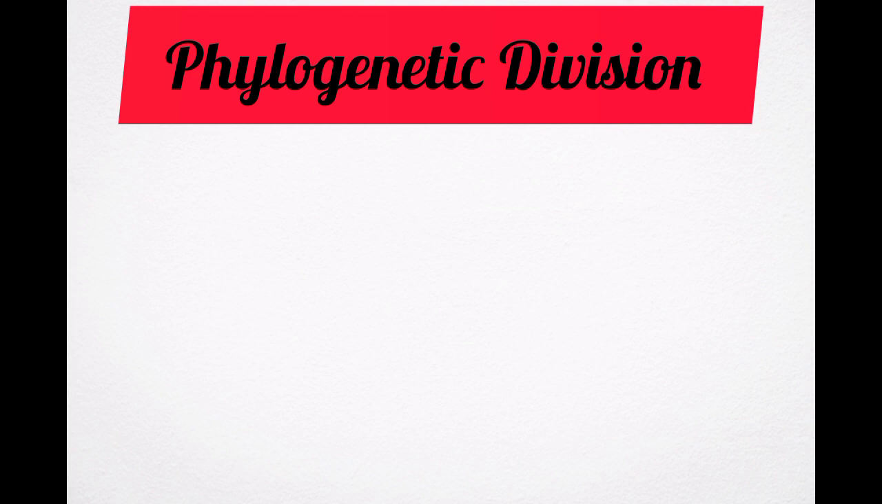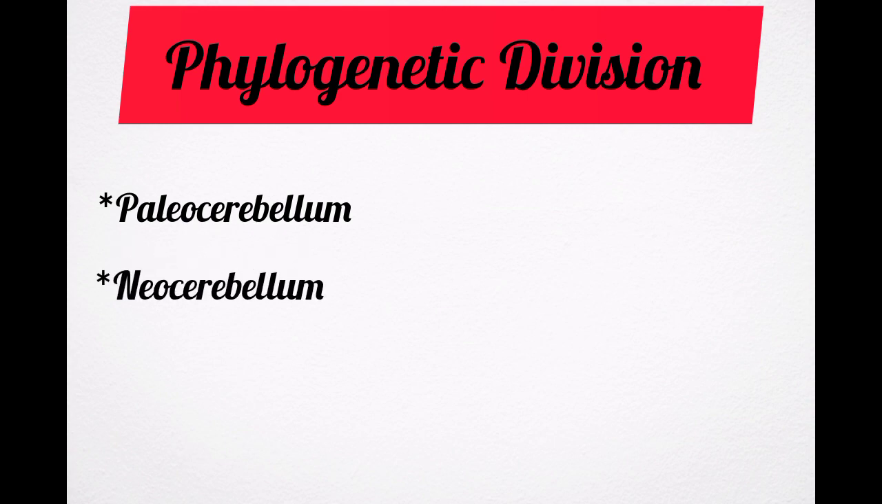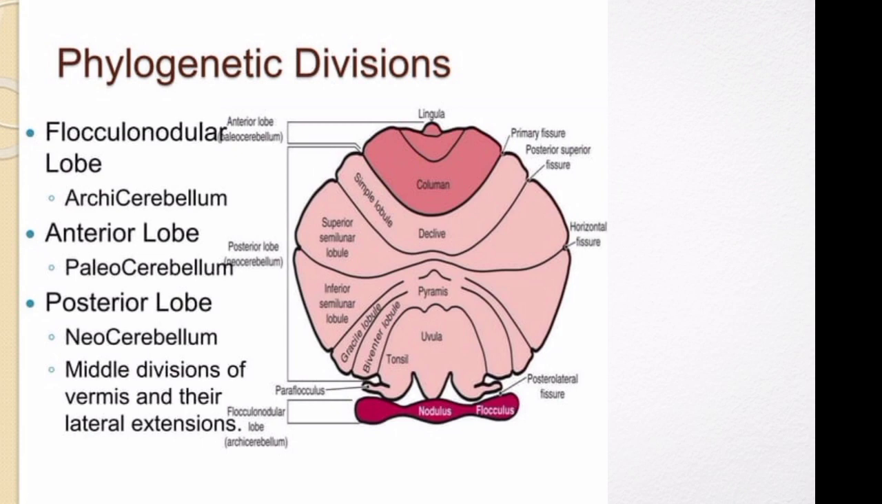Now, phylogenetically, the cerebellum is divided into two divisions, which are the paleocerebellum and the neocerebellum. The paleocerebellum is the phylogenetically oldest part of the cerebellum, which includes the archicerebellum and the paleocerebellum proper. The neocerebellum is the phylogenetically newer portion of the cerebellum, which includes portions of the cerebellar hemisphere.